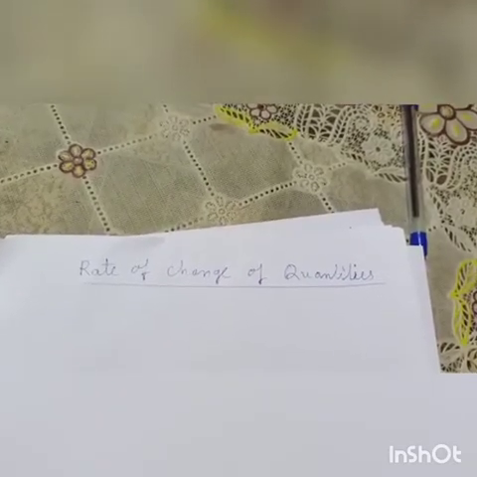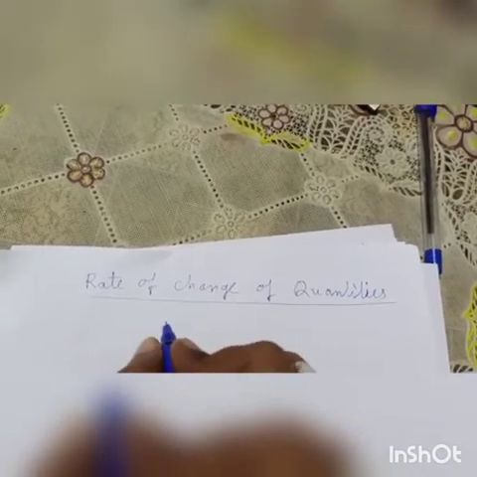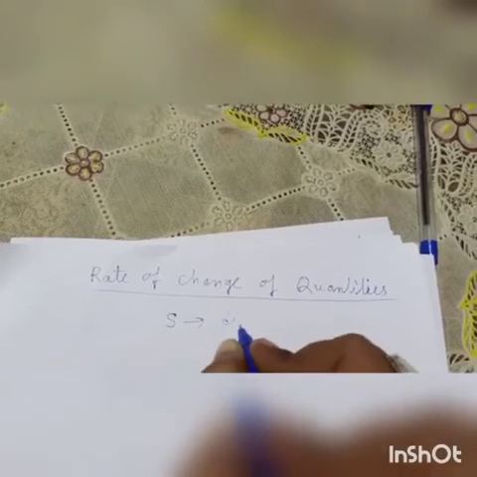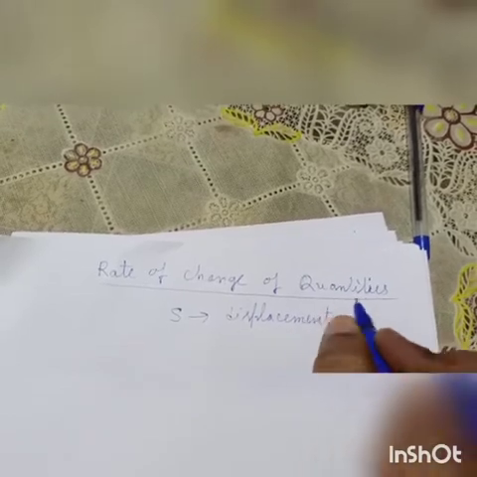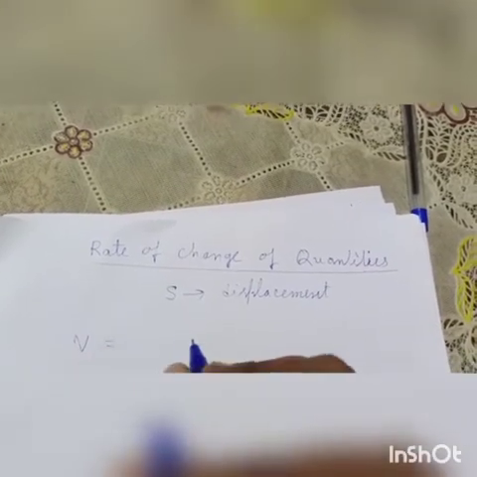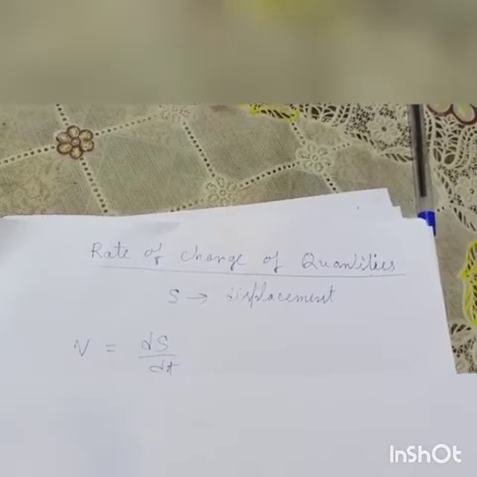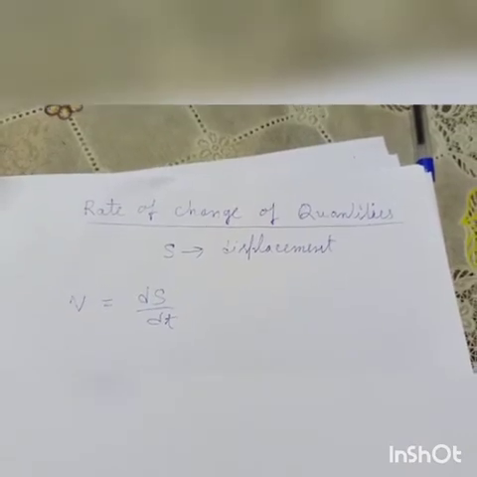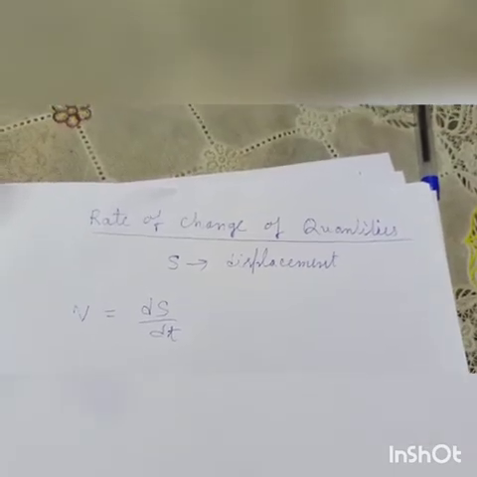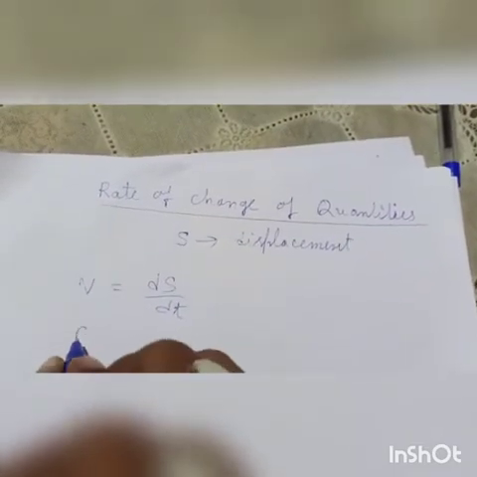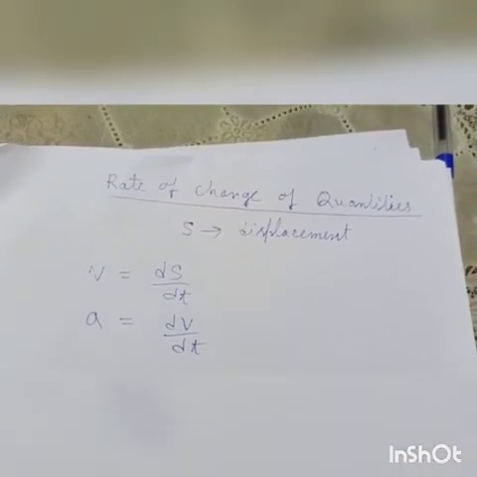Hello friends, we will discuss rate of change of quantities. In physics we have studied that if S is displacement, then velocity V is defined as rate of change in displacement, that is ds upon dt. So ds upon dt is the symbol used for rate of change of displacement with respect to time. Similarly, we have defined acceleration a by using the symbol dv by dt, that is rate of change of velocity.